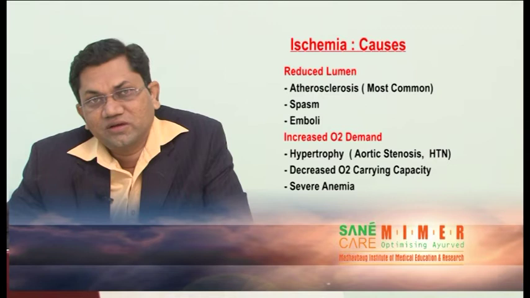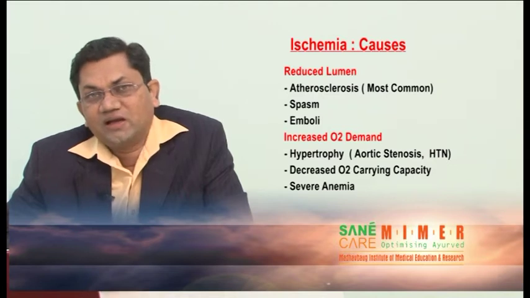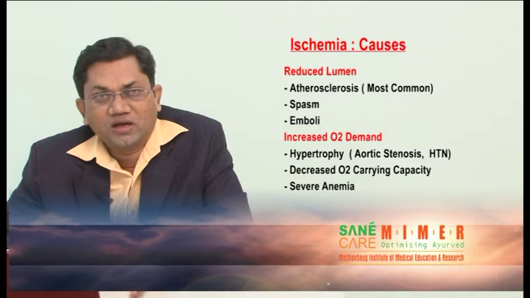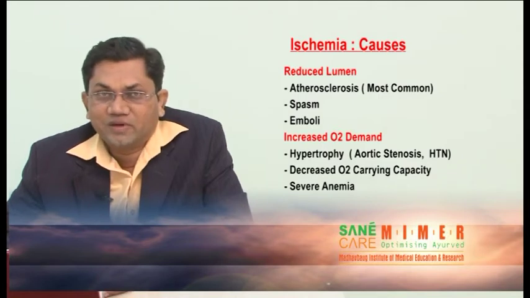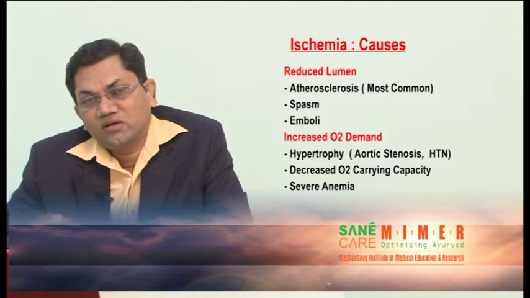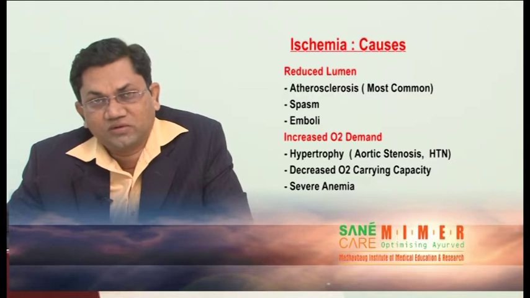Another cause is emboli. If emboli are present in a distant part of the body, and they get lodged from that site and come to the coronary arteries, then again that can be a major factor which may reduce the lumen and affect the blood supply to part of the myocardium. So these three factors are very important as far as the reduction in the lumen is concerned.